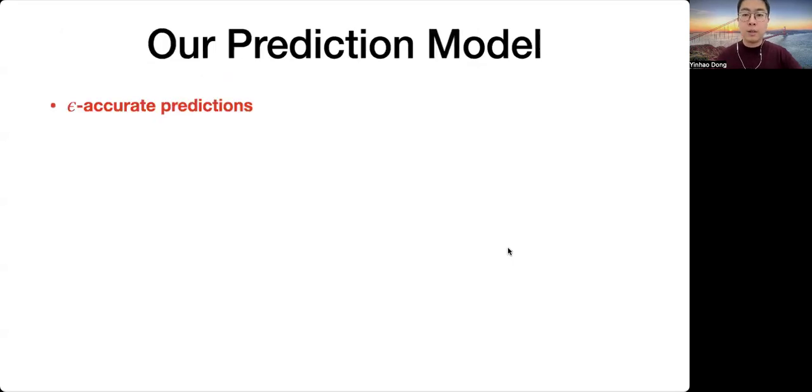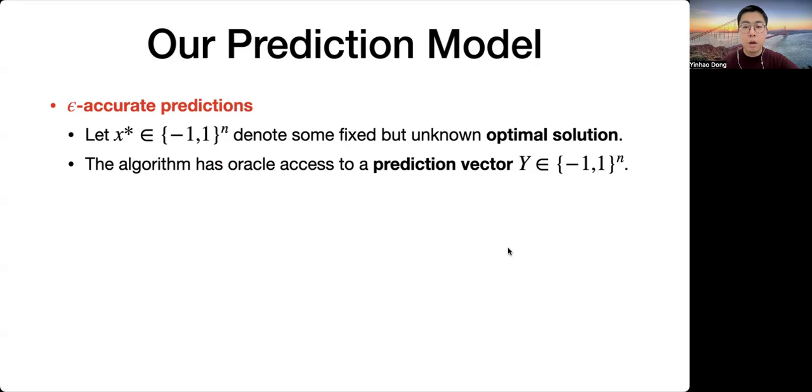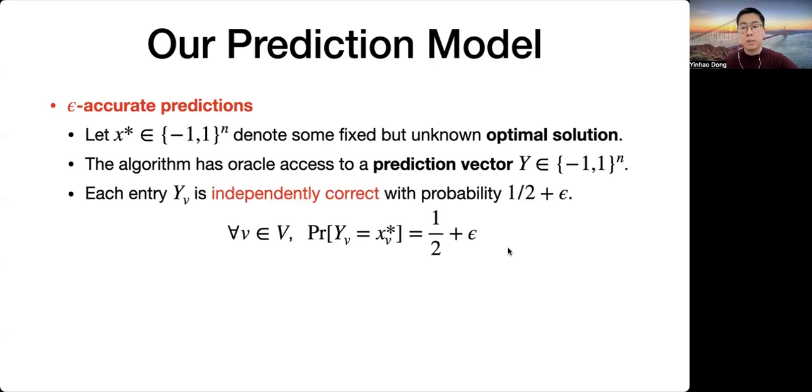In this work, we consider the following prediction model called epsilon accurate predictions. Let X star denote some fixed but unknown optimal solution. It's an n-dimensional vector where each entry is either -1 or +1, representing the part of its corresponding vertex. Our algorithm has oracle access to a prediction vector Y, where each entry Y_v is correct with probability half plus epsilon. Specifically, for each vertex v, the probability that Y_v equals X star_v is half plus epsilon. And these predictions are independent.